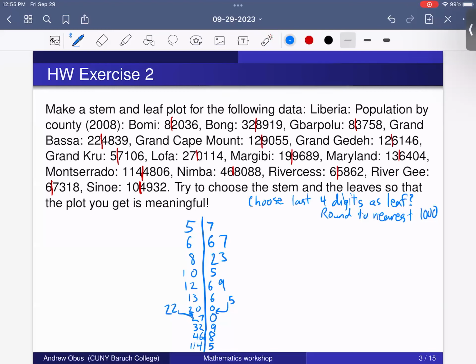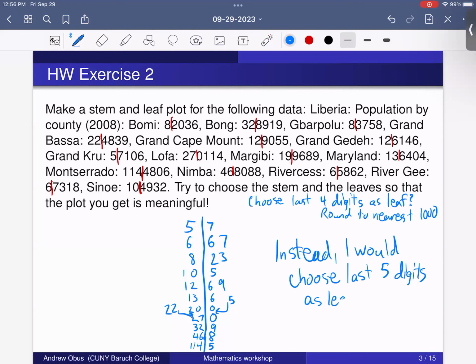Just in the interest of time, I'll say instead, I would choose the last 5 digits as the leaf, because this is going to compress things into fewer categories with more variation between how many things are in what category. And I think that's going to be better data.